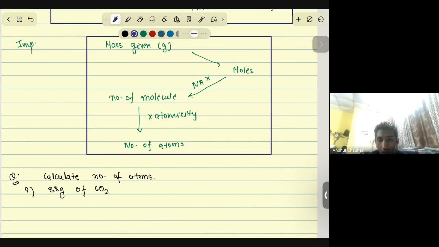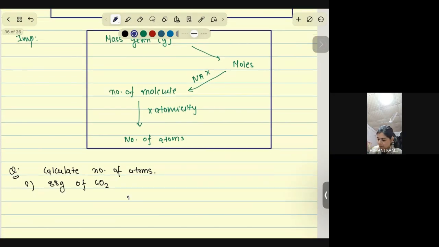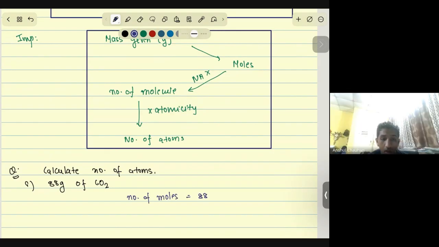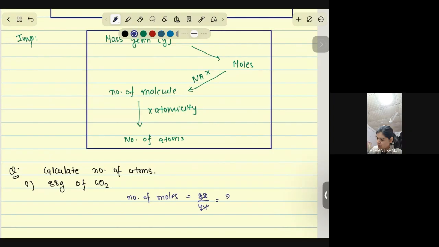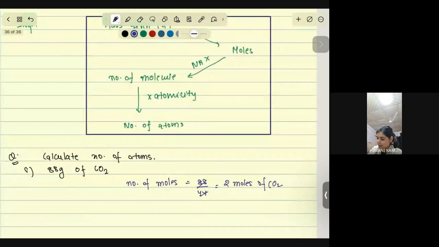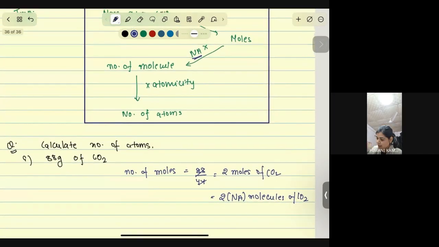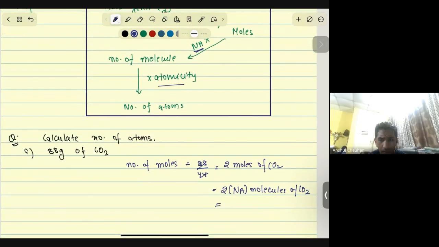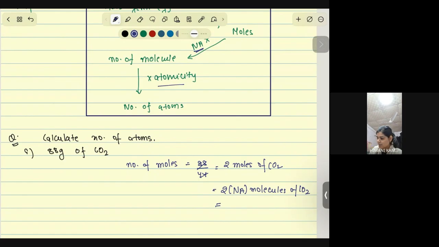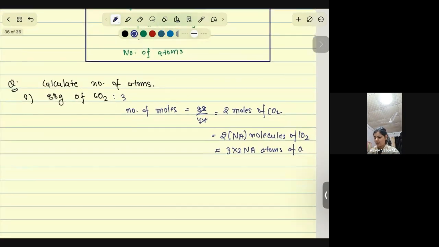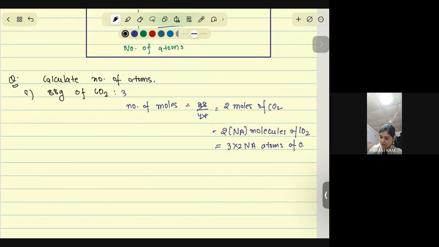It is 4 NA. See, first you need to calculate the number of moles, which is 88 by 44, which is 2 moles of CO2. If we multiply it with Avogadro number, we will get the number of molecules. So 2 into Avogadro number molecules of CO2. And if we multiply it with atomicity, then we will get the number of atoms of CO2. And what is the atomicity here? 3. So it was right. Very good. So is it clear to you? Very good. So next is 88 AMU of CO2.